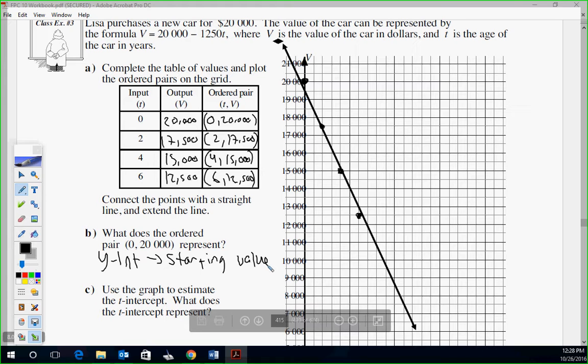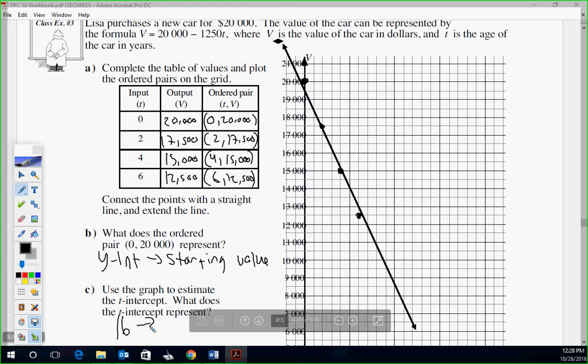Use the graph to estimate the T-intercept. What does a T-intercept represent? So we're talking about when it crosses down here. Estimate that for me. Somebody give me an estimate, so you won't be wrong. What's the estimate for that intercept, and what does that mean? You think 20? Okay, so we'll say 20 years. 16? Okay, so we'll estimate 16. 16, 18, it's fine. We'll say 16.